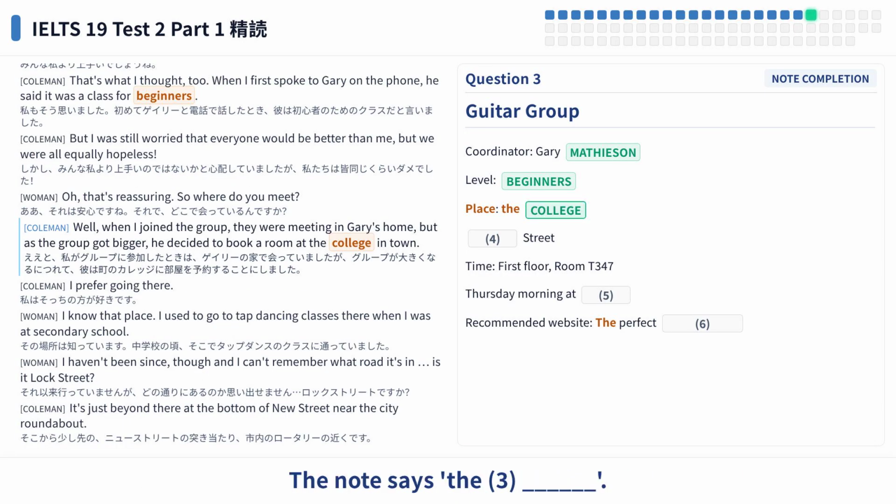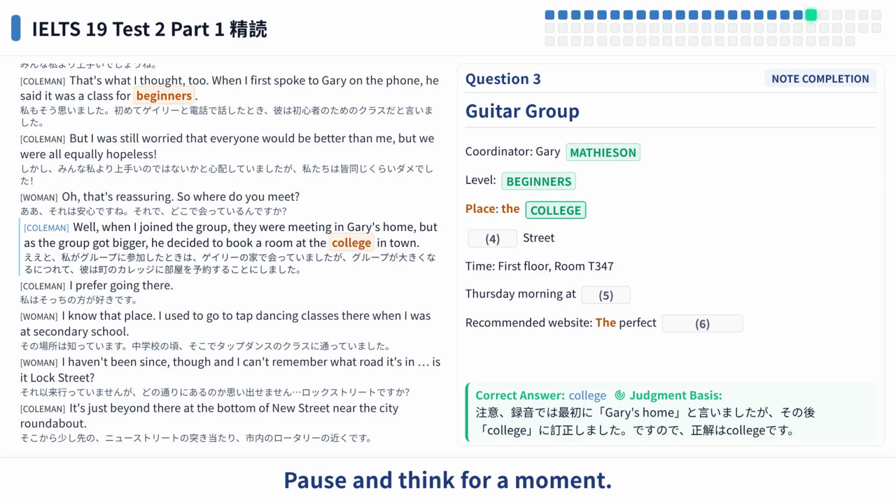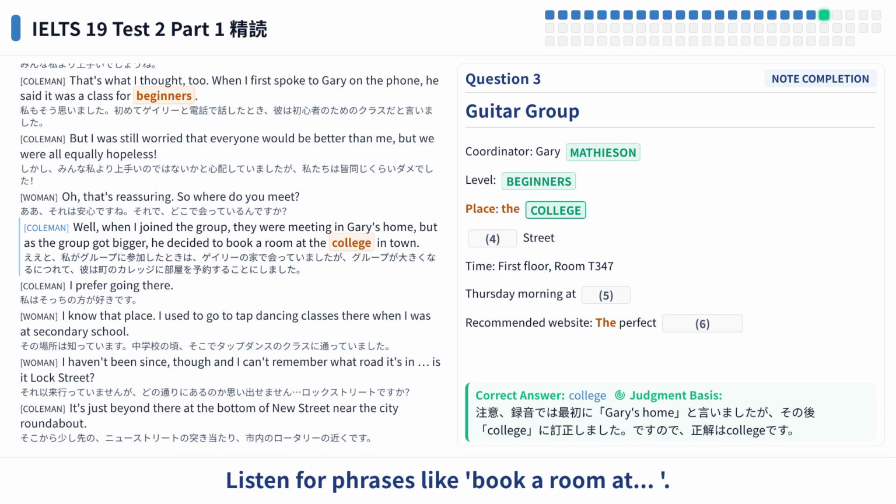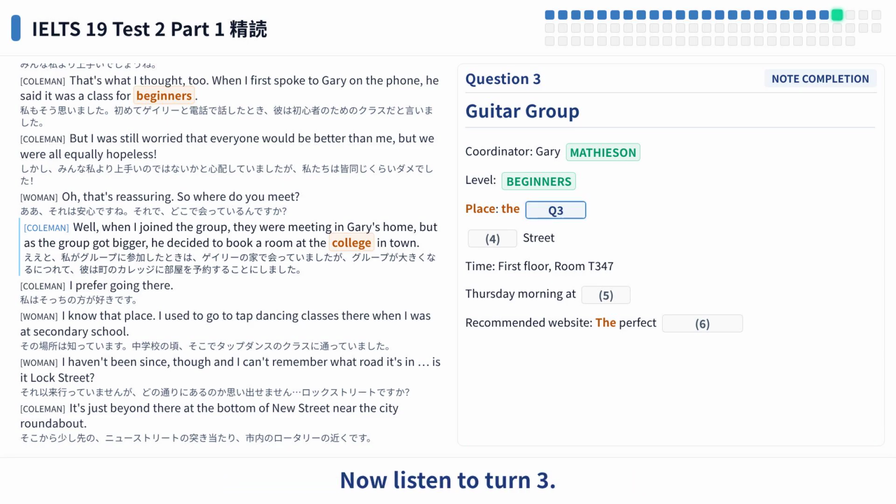Now look at question 3. The note says, the 3. You can guess it's a place? Pause and think for a moment. The clue is the before the blank. It tells you the answer is a place. Listen for phrases like, book a room at. Now listen to turn 3.